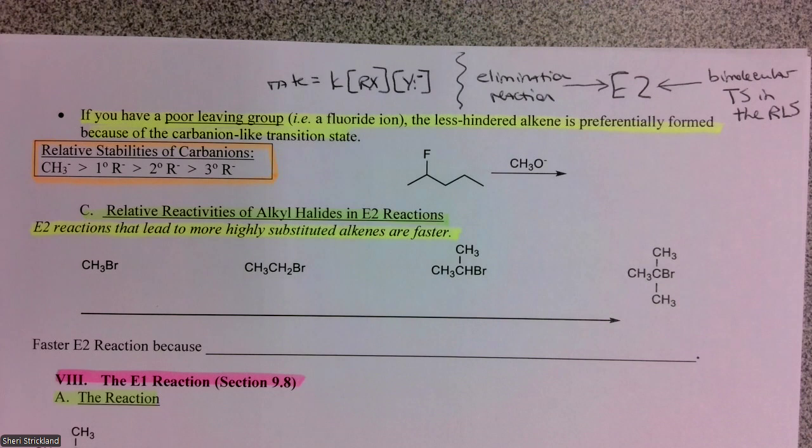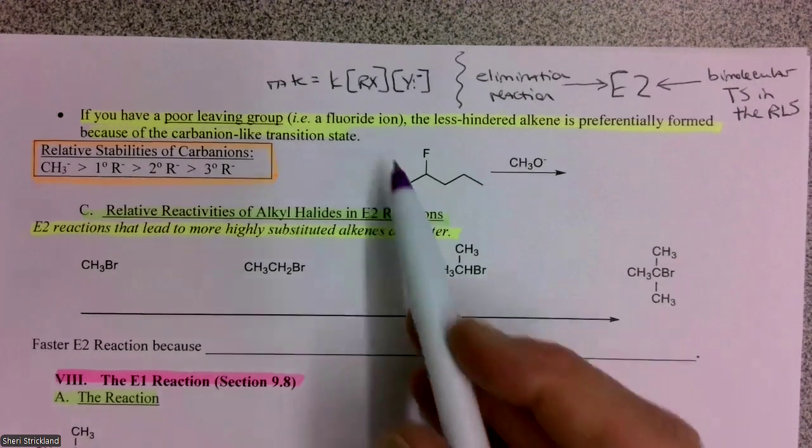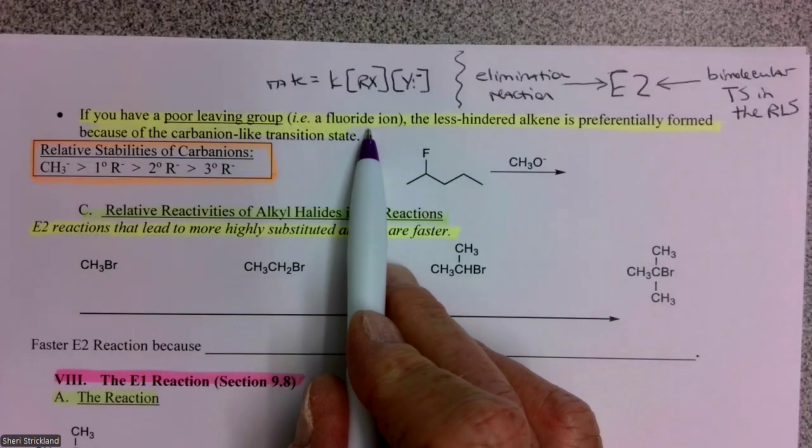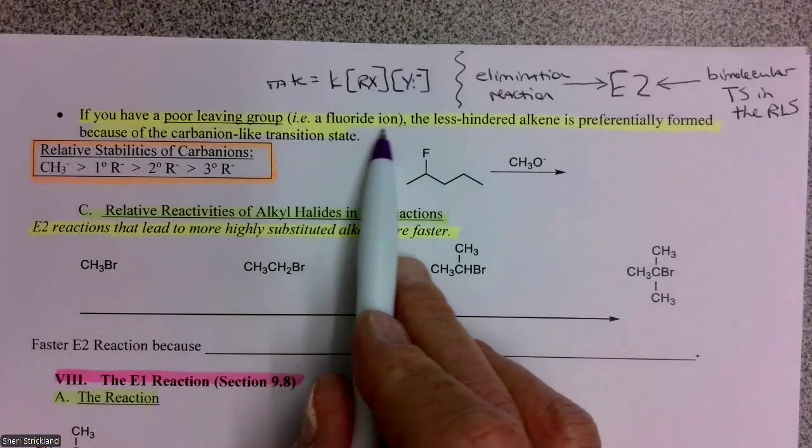Okay. All right. So the last thing that we need to talk about, with the exceptions to Zaitsev's rule, has to do with the leaving groups. If you have a good leaving group, then Zaitsev's rule is followed. But if you have a poor leaving group, like a fluoride ion, then the less hindered alkene is preferentially formed. And the reason is because fluoride is the strongest base of all of the halides. And because of that, it leaves slowly.